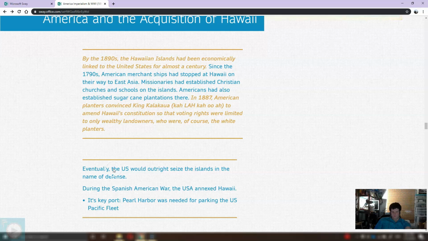But the U.S. would outright seize these islands in the name of defense. Also, the white planters on the islands kind of blackmailed the United States into taking in Hawaii, because there wasn't really a lot of excitement in the U.S. to acquire Hawaii, or at least in the political leadership. However, when these planters threatened to join the British Empire, the United States agreed to take on the territory. The key thing that you'll need to know for U.S. History 3 is there's a place called Pearl Harbor, and it's kind of a big deal. It's where the U.S. would park its Pacific Fleet.